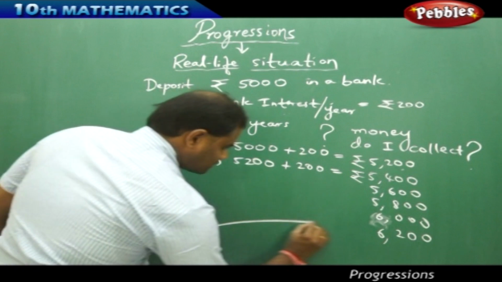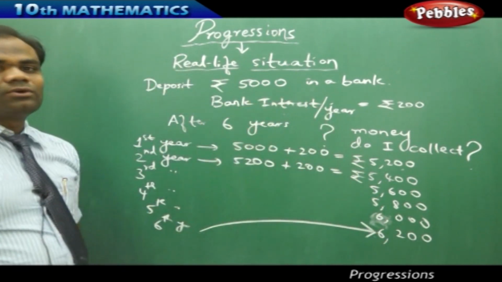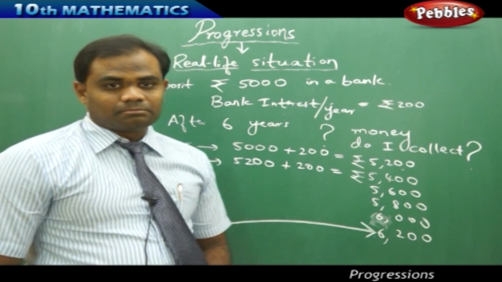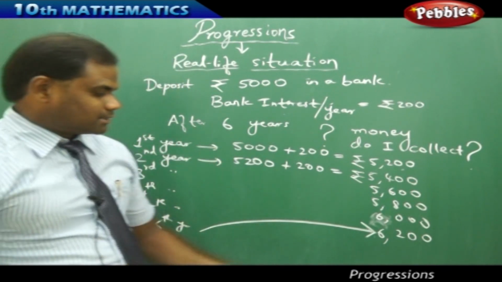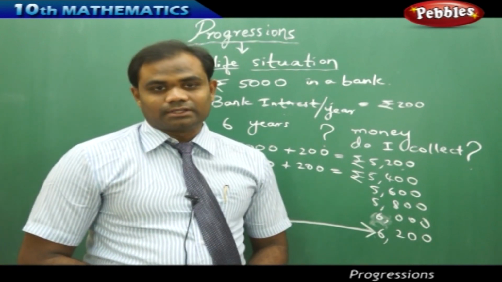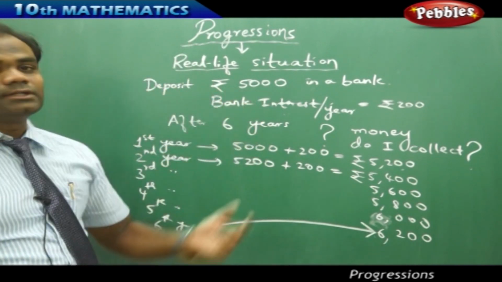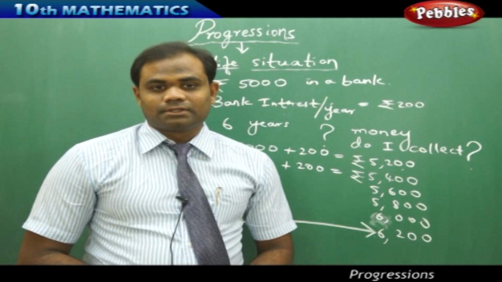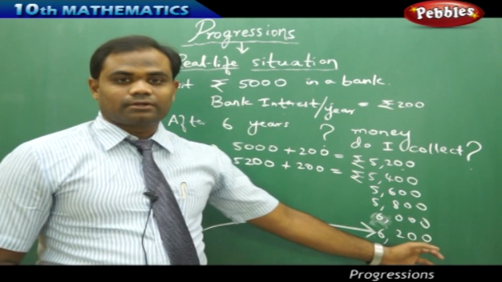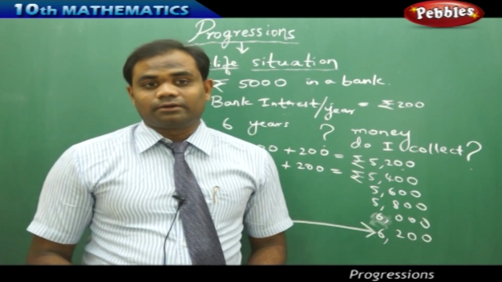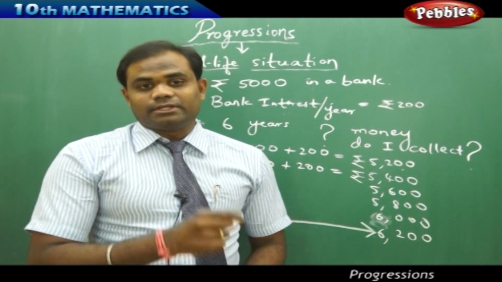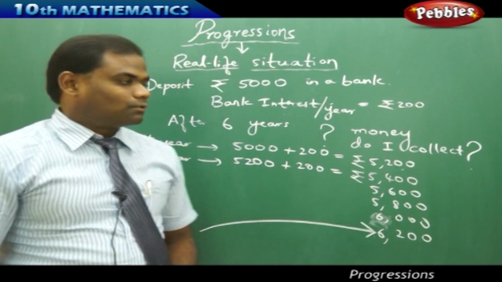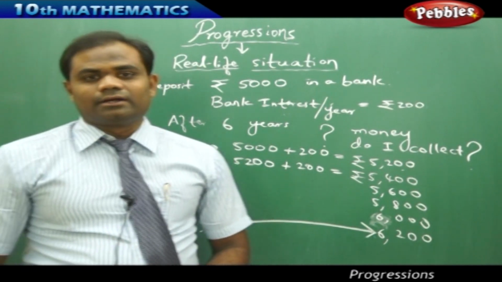Now in the sixth year, this amount accumulates to rupees 6,200. That means by the end of the sixth year, I'm going to collect an amount of 6,200 rupees. The initial amount which I deposited is 5,000 rupees. That means I'm at a profit of 1,200 rupees because the difference is 1,200. I'm at a profit of 1,200 rupees when I deposit the amount in the bank and remove it after 6 years. So this is how we understand the patterns in real life.